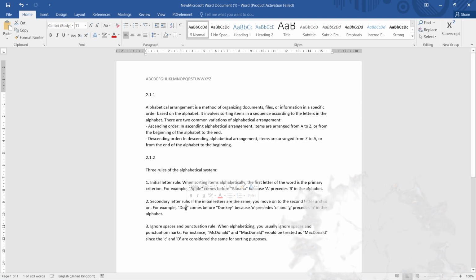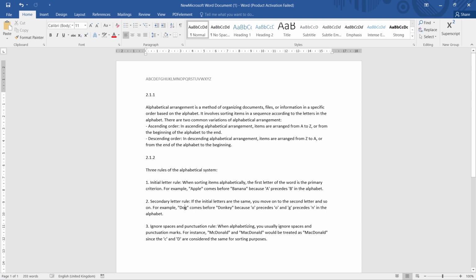Now on our two words, dog and donkey, we know that the third letter is actually different. We have G and we have N, and we know that in our alphabet G comes before N, so that means dog will be the first name on our list, and donkey will be the last name on our list.